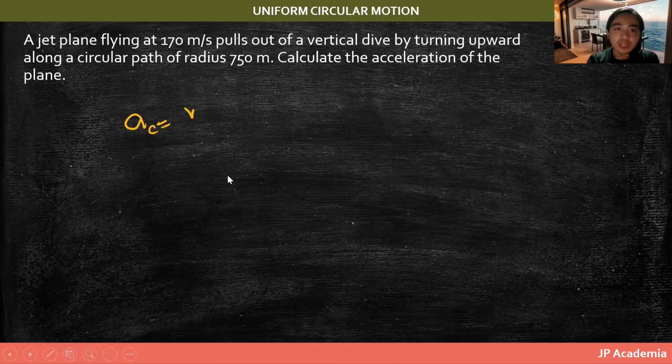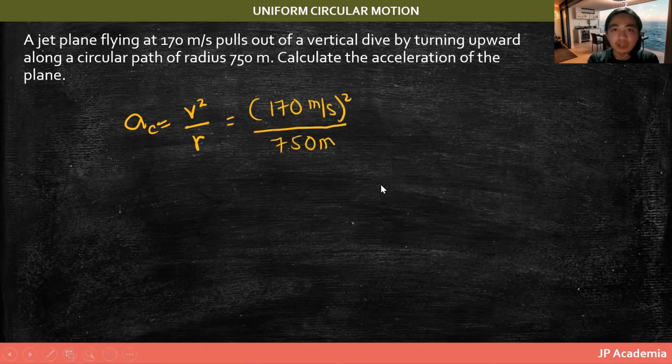And therefore, we can use our definition of centripetal acceleration, which is always directed towards the center ng circular motion. Binigyan tayo ng speed dito, which is 170 meters per second. Meron din tayo radius dito na 750 meters. And therefore, this is very easy lang. Substitute mo lang yung values dito. Then you will have your centripetal acceleration, which is equal to 38.5 meters per second squared. Okay?